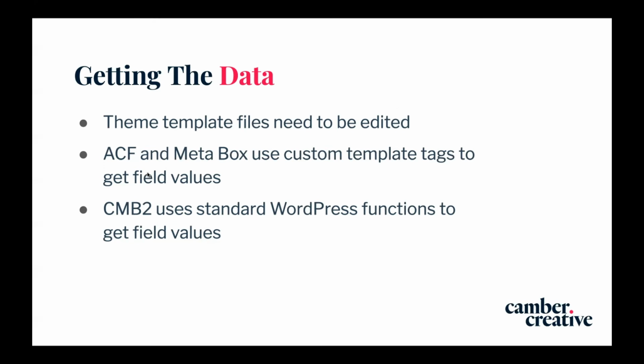and it's really common to just edit your template files. ACF and Metabox use custom template tags to get those field values, which makes it very short, sweet, and simple. CMB2 uses standard WordPress functions to get the field values, and those actually are also very short and simple, and you can still use them to get ACF and Metabox data. But ACF particularly stores some of its data in a pretty exotic format. And so you probably want to use their functions because it'll pull it out properly and render it. So I'm going to show you just a little bit.